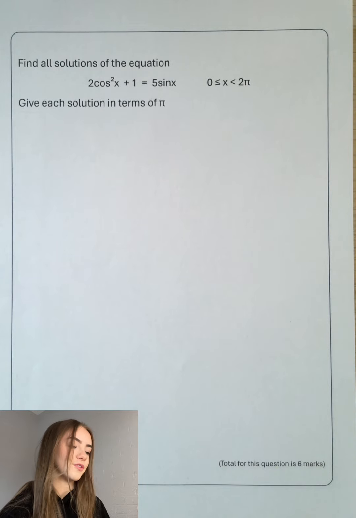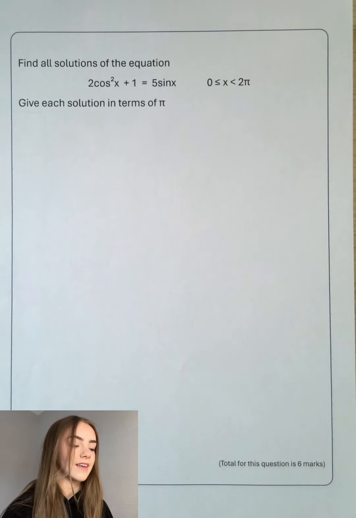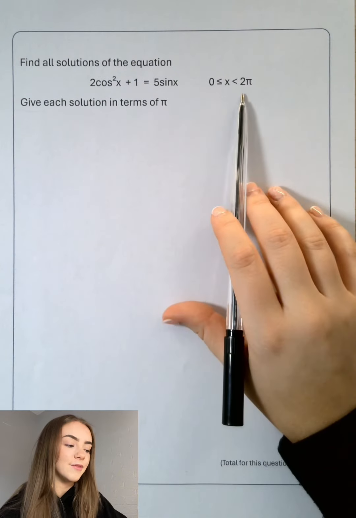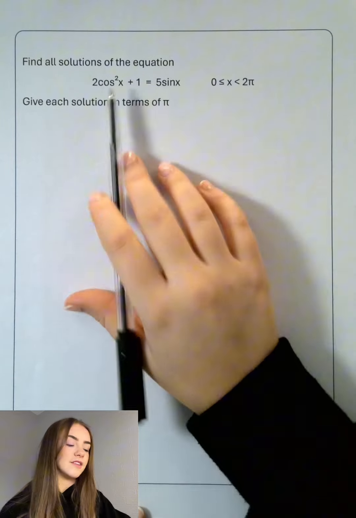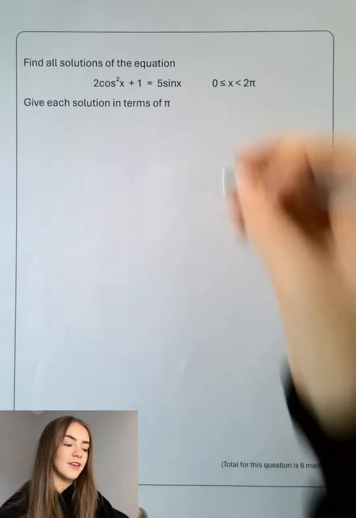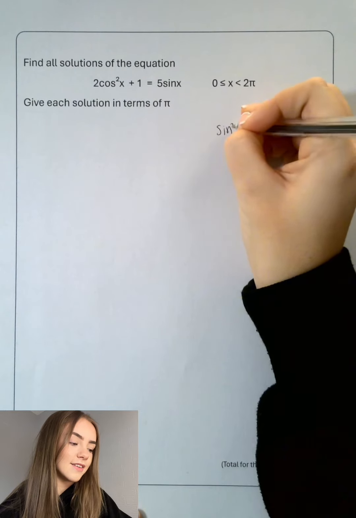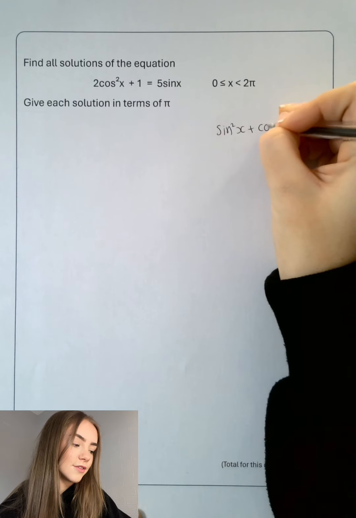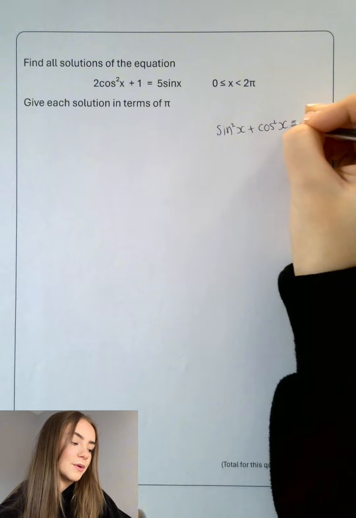Find all the solutions of the equation 2 cos squared x plus 1 is equal to 5 sin x. And this time we are working in radians. Now we have an equation in terms of cos x and sin x. Using the identity, sin squared x plus cos squared x is always equal to 1.